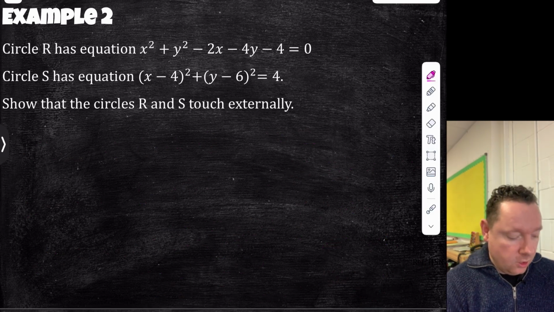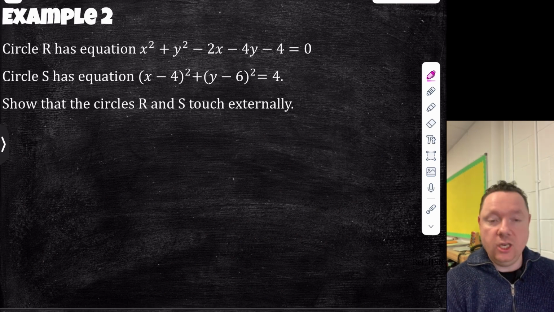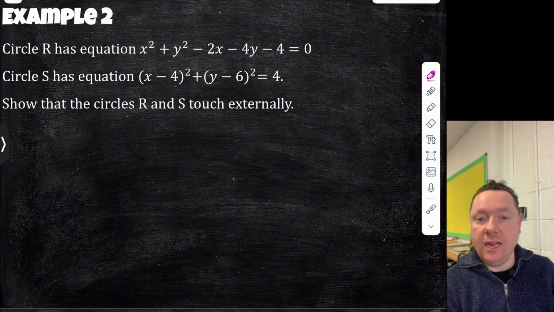Example 2 for intersection of circles. Circle R has this equation and circle S has that equation. Show that they touch externally. Find the centres and the radiuses.